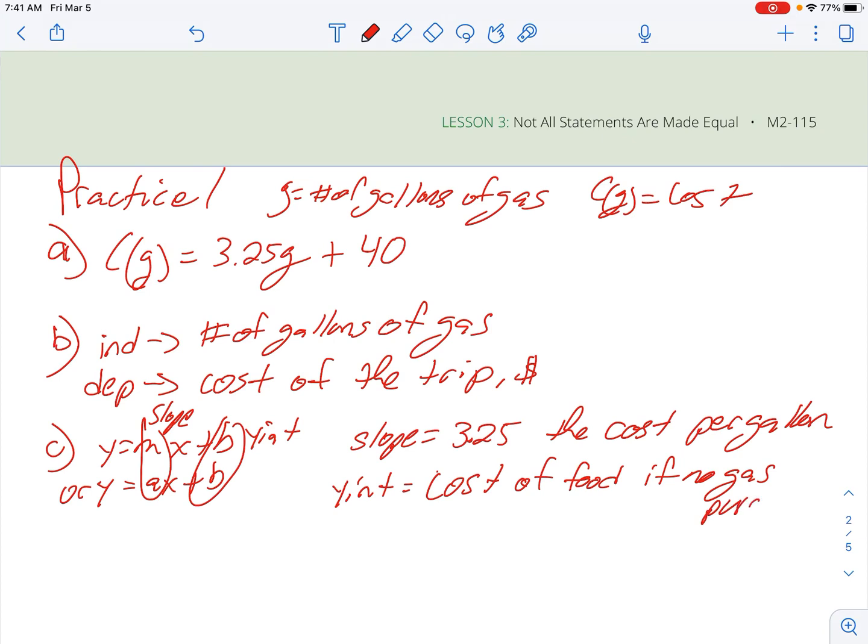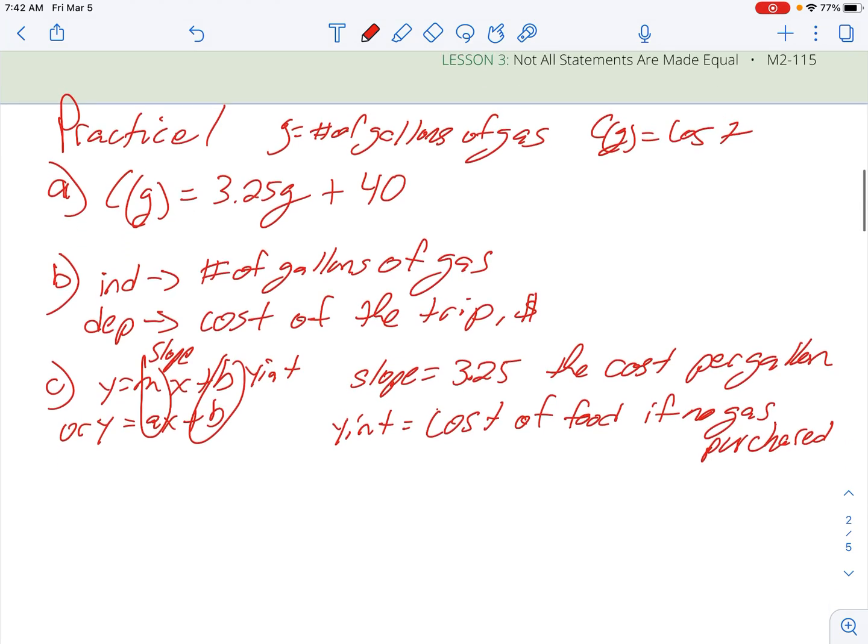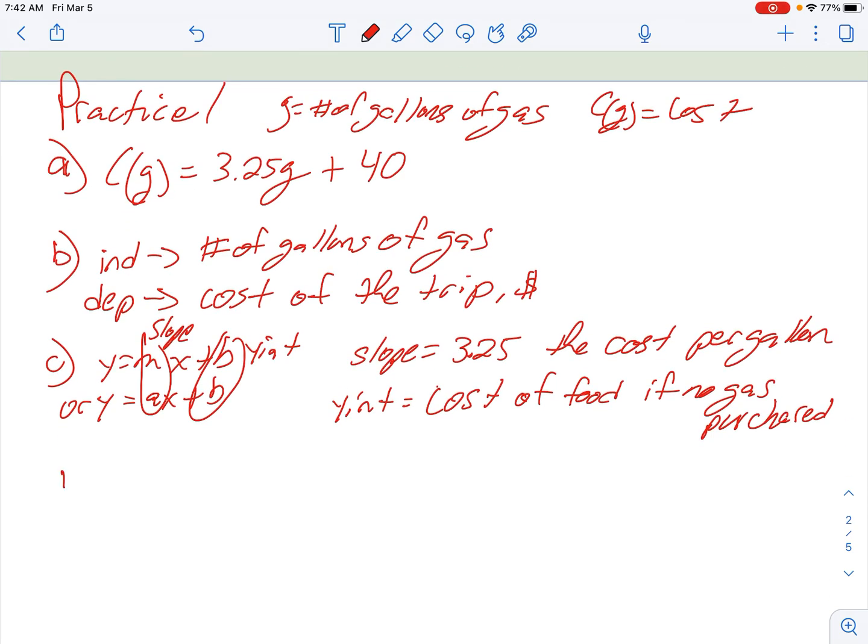if no gas purchased. So that is basically like before you start your road trip and you've bought any gas, you go in to the gas station and get your $40 worth of food. That's what would be happening, and that would be like, hey, I'm not going to do the road trip, but I've already spent $40 on food. So that's the y-intercept, because the y-intercept occurs when the x is 0.